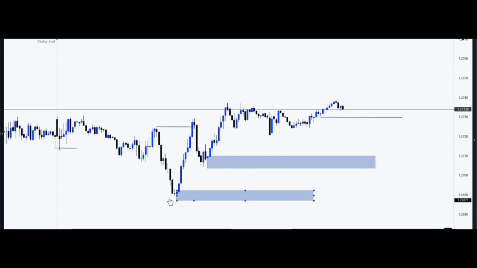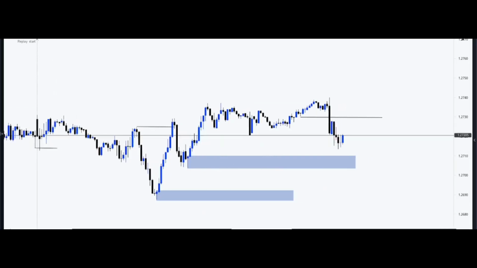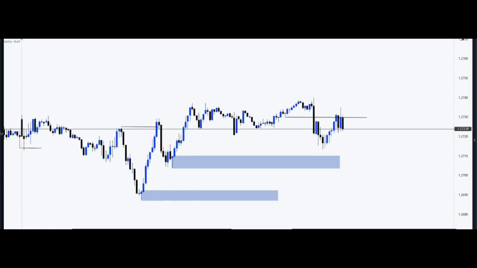So we continue to advance price. Price has taken out our inducement, but is yet to tap into our area of interest. Okay? Simple.